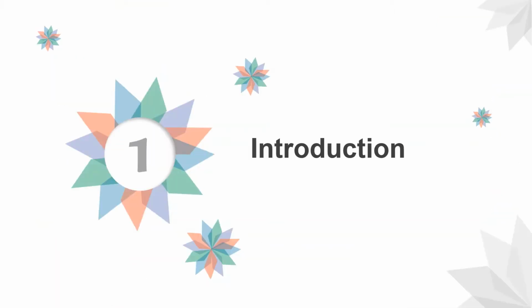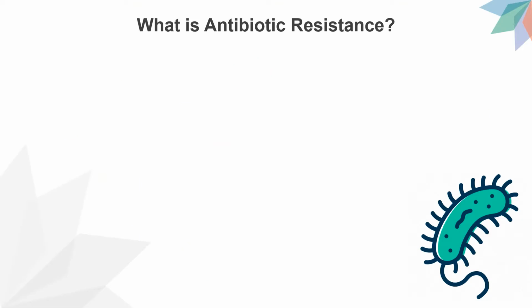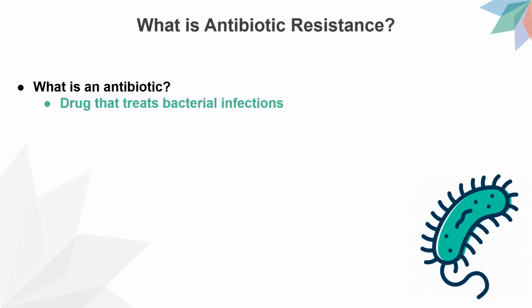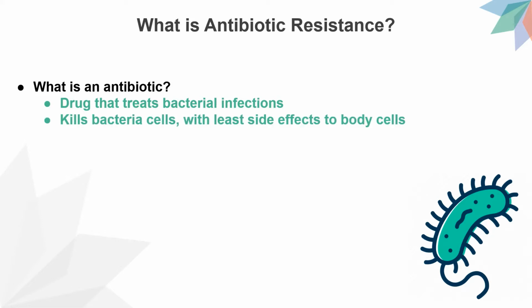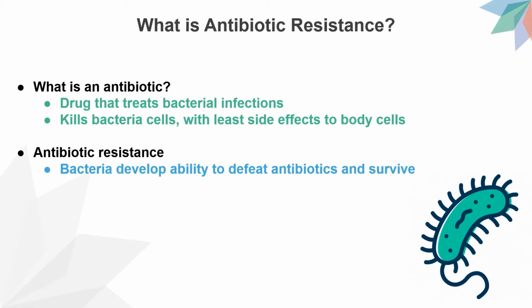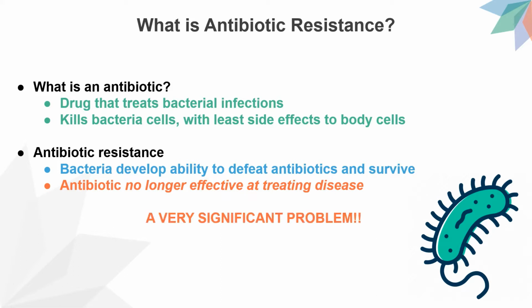So first of all, what is antibiotic resistance? Before anything, we need to know what is an antibiotic. Antibiotics are drugs used to treat bacterial infections by killing bacteria cells while causing the least side effects to body cells. Antibiotic resistance develops when bacteria develop the ability to circumvent antibiotics and continue to grow. When this happens, the antibiotic is no longer effective at treating disease. It is a very significant problem the world is facing today.